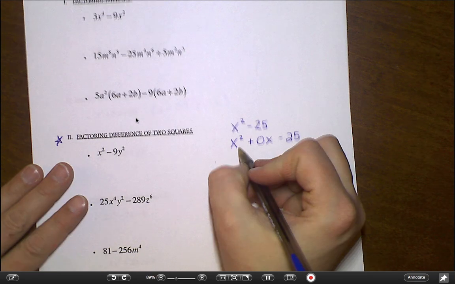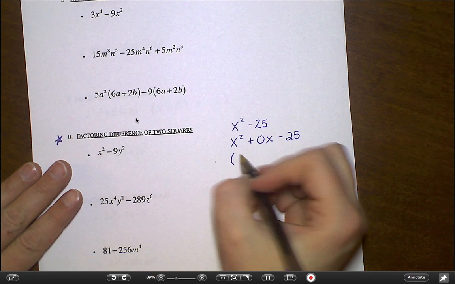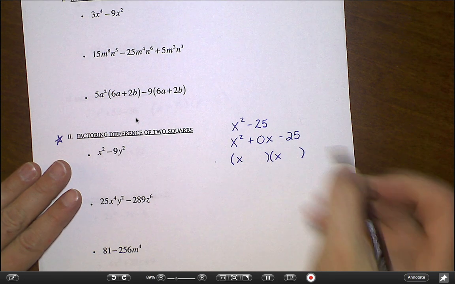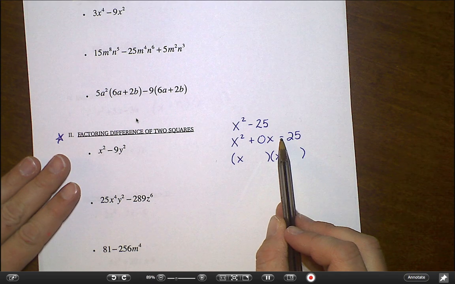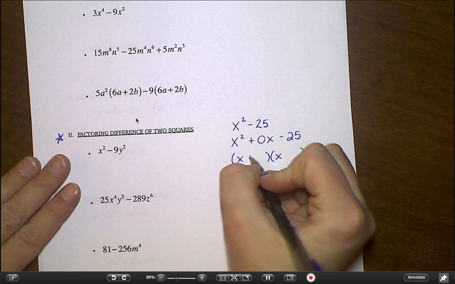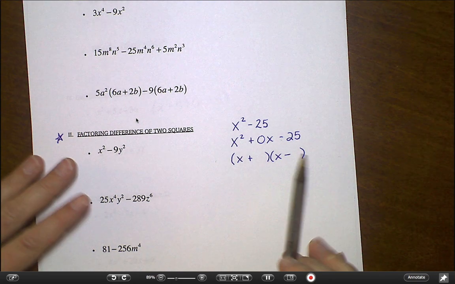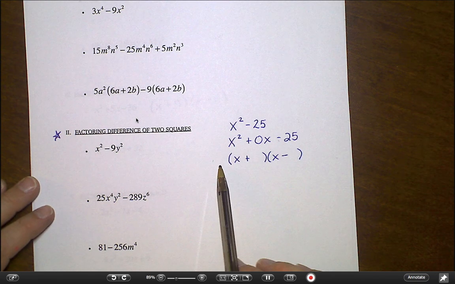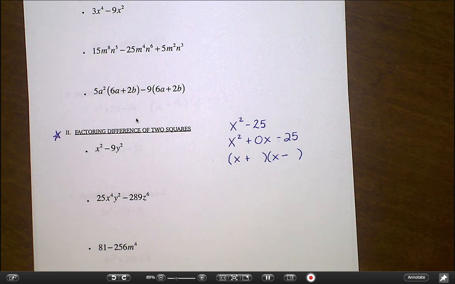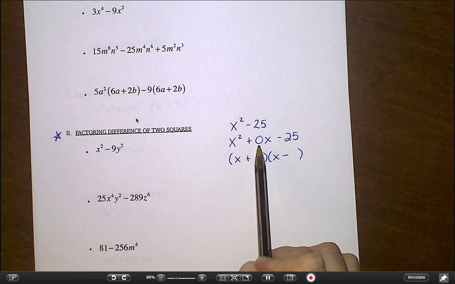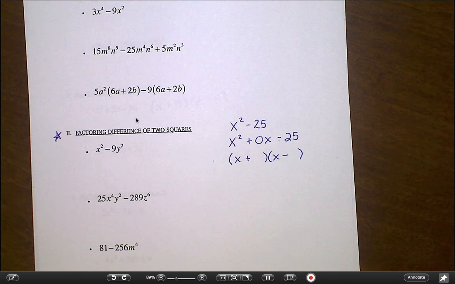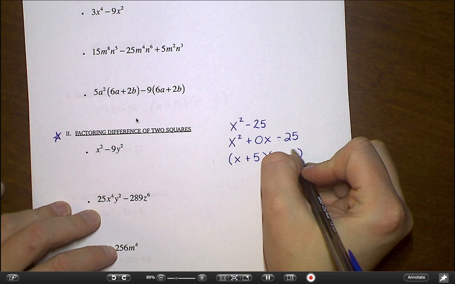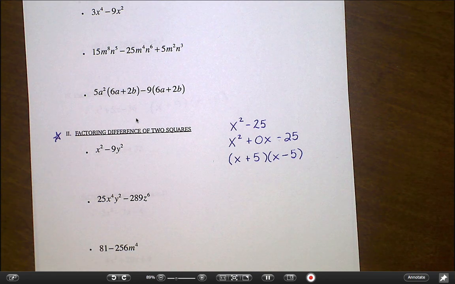So if I think about it that way, I know I'm going to start with an x and an x. Looking at my signs here, because this is negative, I know I need one positive and one negative. And then I need numbers that multiply to 25. And then when I include the positive negative aspect, I need them to add up to 0. Okay? And I hope you're wanting to yell at the screen right now that it would be 5 and negative 5. Because those would combine to make 0.